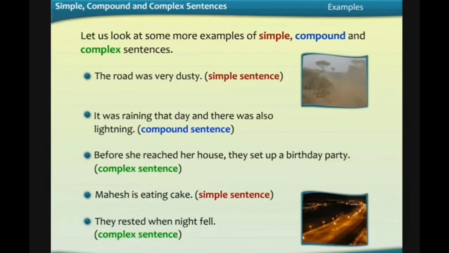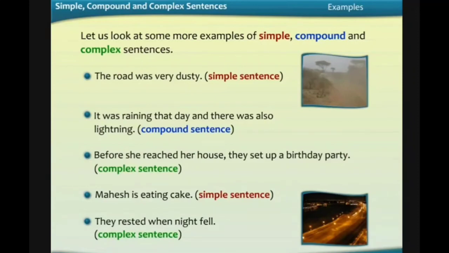See the next example. It was raining that day and there was also lightning. "It was raining that day" is one main clause, and "there was also lightning" is another main clause. They are joined by a coordinating conjunction, so we can say it is a compound sentence. Next example: Before she reached her house, they set up a birthday party. We know "before" is a subordinating conjunction, so that is a subordinate clause, and "they set up a birthday party" is a main clause. So it is a complex sentence, because a main clause has one subordinate clause joined to it.